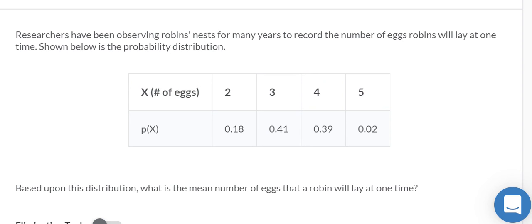Let's see. So that would be 0.18 times 2, plus 0.41 times 3, plus 0.39 times 4, plus 0.02 times 5. Remember, you can put that into two different lists in your calculator, then do stat, calculate, one variable statistics.